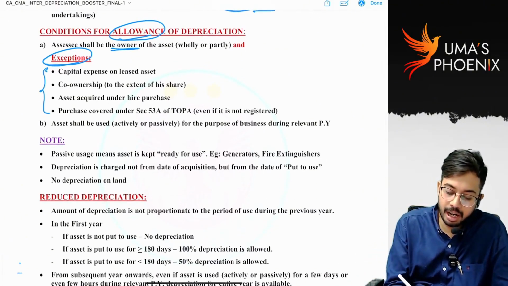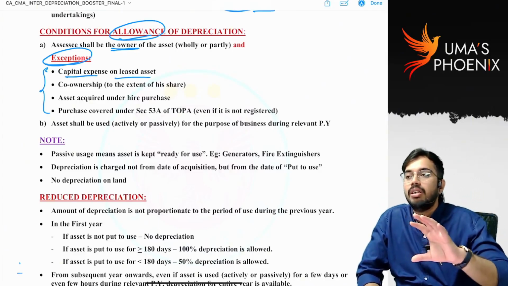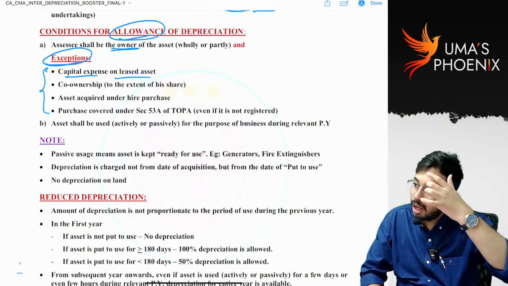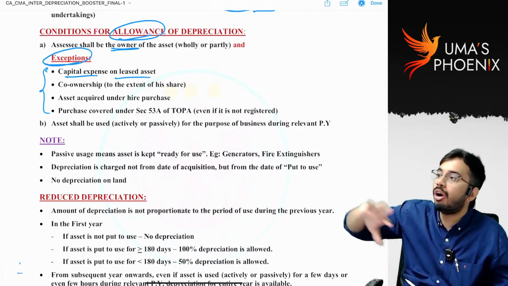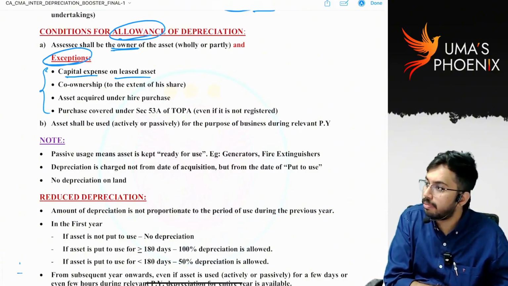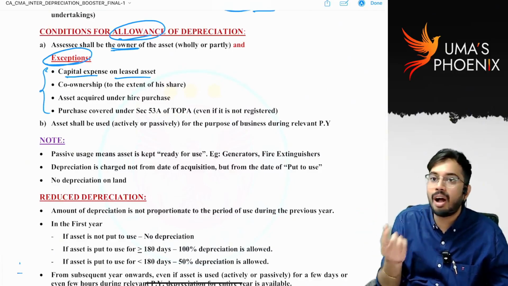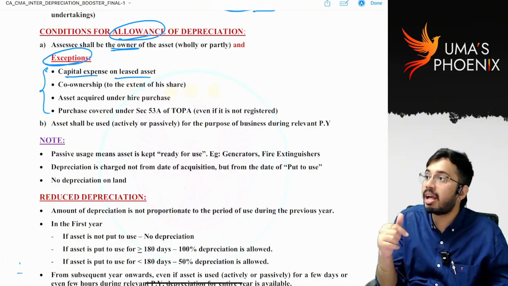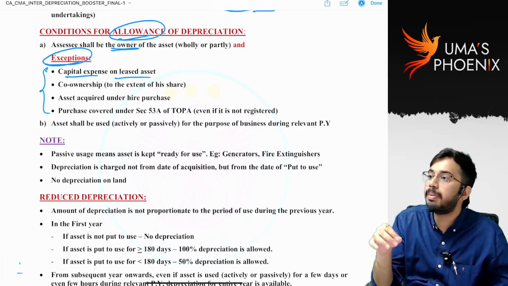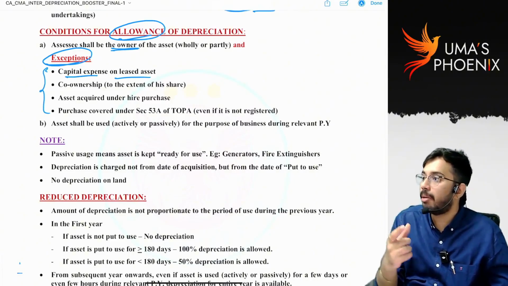Next, asset acquired under capital expenditure on leased asset. For example, I took a room on rent. In that room, I got studio work done. That means I got ceiling done, I got walls done as per the requirement to record YouTube videos. Now, the building does not belong to me. I took the building on lease. However, on that building, I have incurred a capital expenditure. I got ceiling, walls, and painting done. Lease period is for 5 years. Now for the next 5 years, this capital expenditure will help me for my YouTube growth, right?